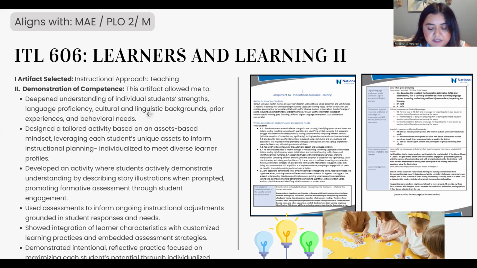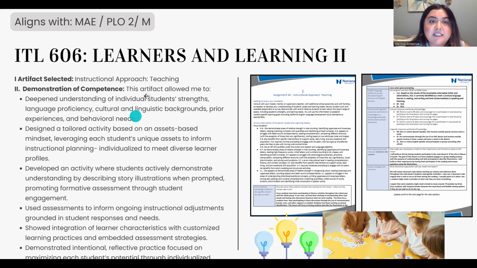It included a lot of intentional planning. I considered their English language proficiency, cultural and linguistic funds of knowledge, prior experiences, and behavioral expectations and supports that ensure the lessons built on their unique assets.